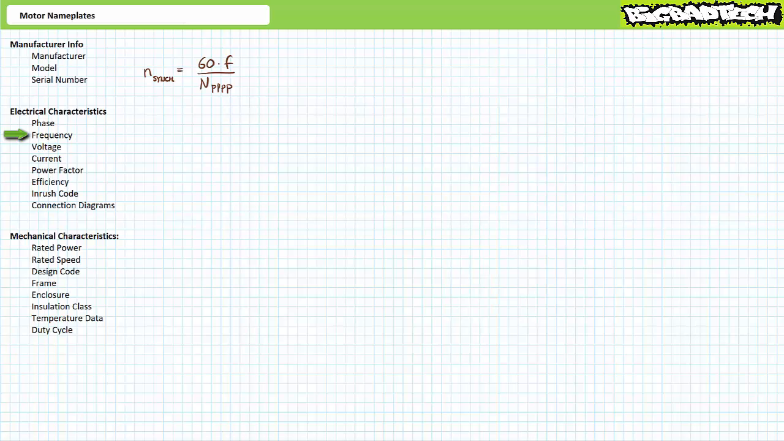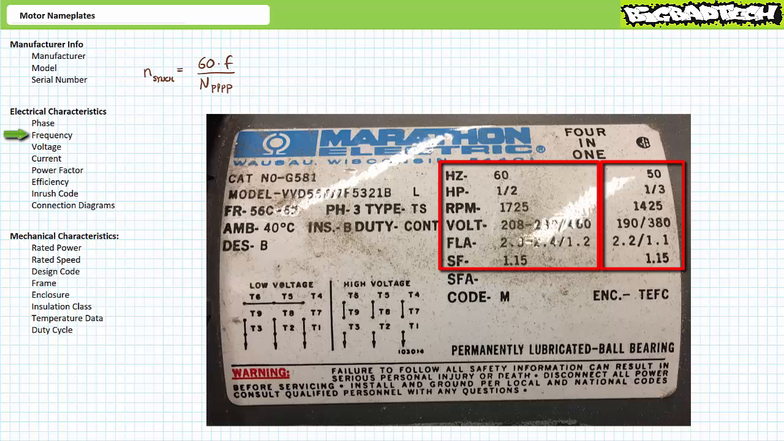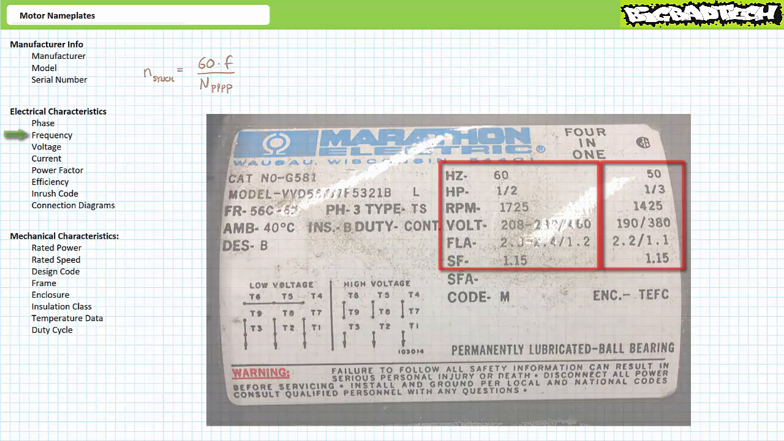Related to this fact, some motors can be used in both 50 Hz and 60 Hz systems. If so, a manufacturer often splits the entries on a motor nameplate to specify properties at 50 Hz and again at 60 Hz. Here's an example of one such motor. This nameplate has a column specifying properties at 60 Hz and again at 50 Hz. As one might expect, the rotational speed at 60 Hz is faster than when operated at 50 Hz.